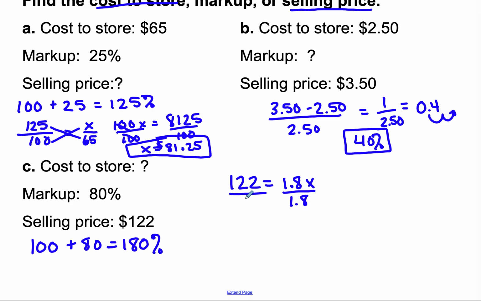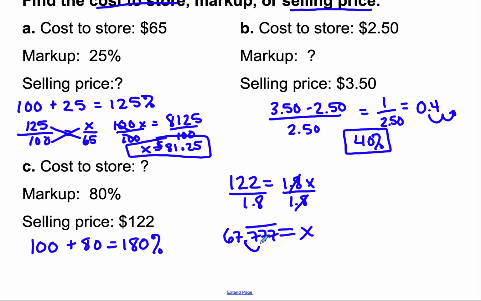We're going to divide by 1.8 on both sides. When I do 122 and divide by 1.8, I get 67.7 repeating, 7, 7, 7, and so on. On your calculator, they'll show you that last digit as 8, because they've rounded the last digit. For money, we need 2 decimal places.